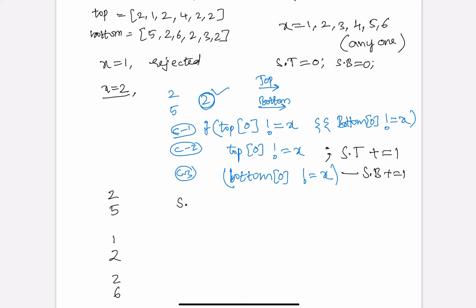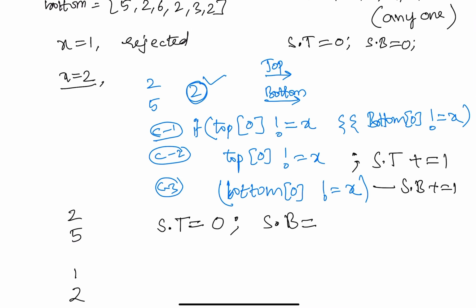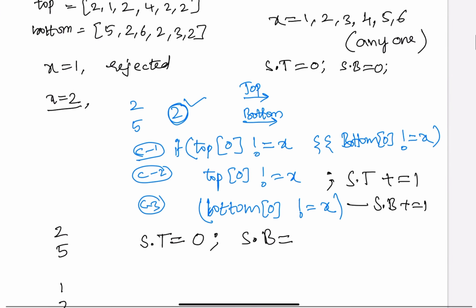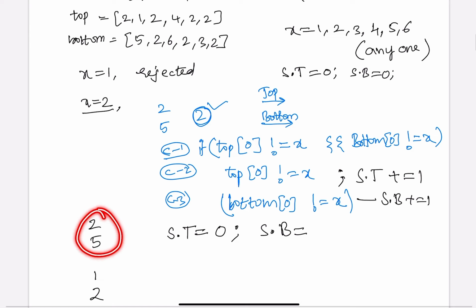Let's say if it's in top, if we get 2 in the top array, we don't need to swap. Let's say we are getting 2 in a bottom array, we take a step and we swap the 2 5, and we make 2 into our bottom array and we get 1.